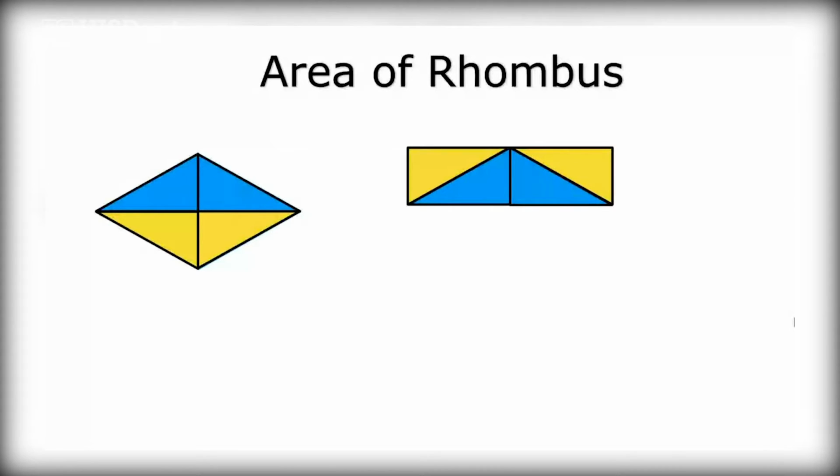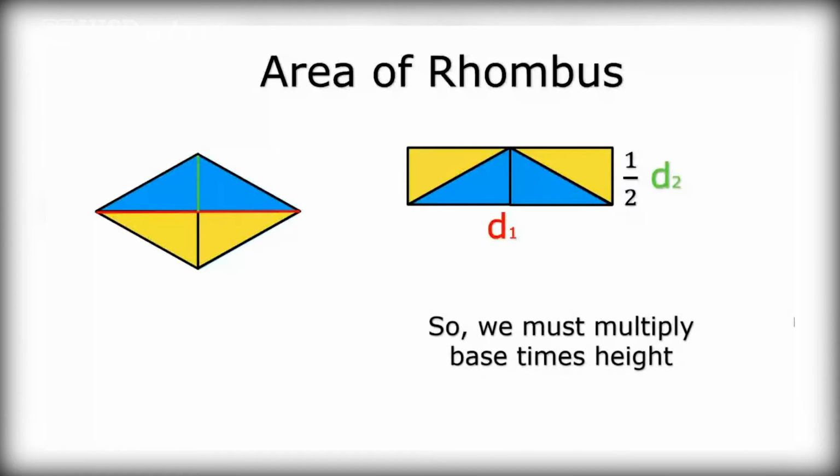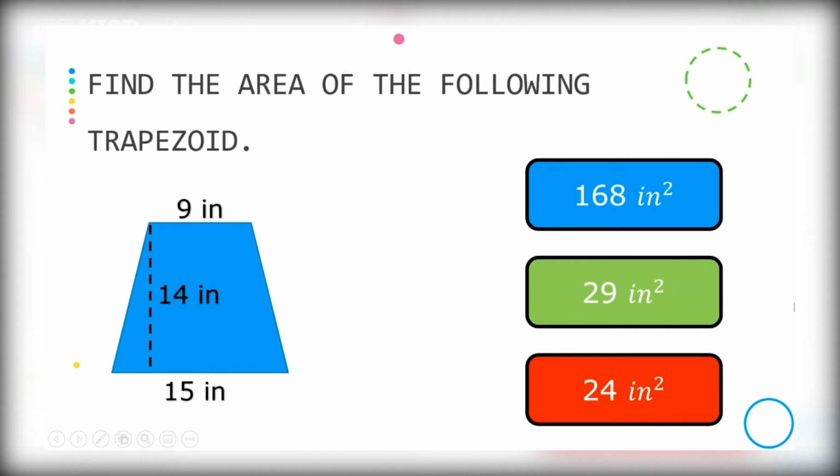But for this rectangle, the base is going to be equal to the first diagonal, and the height will be equal to half of the second diagonal. So now we just have to multiply base times height, which will mean that the area of a rhombus is equal to half the multiplication of the first diagonal times the second diagonal. And now it's your turn.